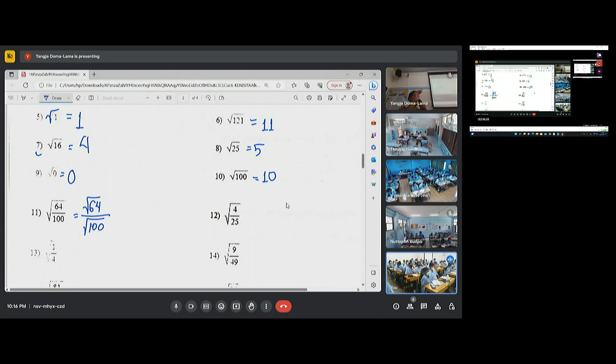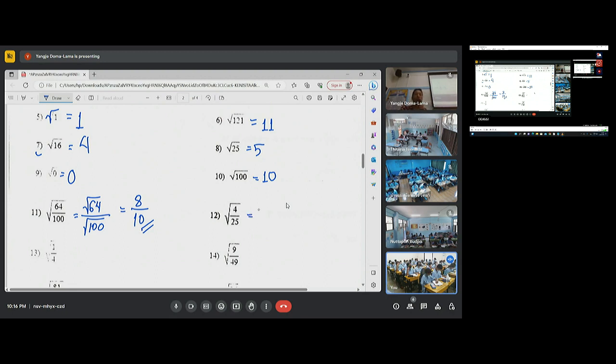Okay? You can separate them in the fraction. So how much is root 64? 8. Root 100? 10. So this is just, we are finding the square root. So just write like this. Okay? Right now don't reduce. We are not simplifying. Do not simplify.